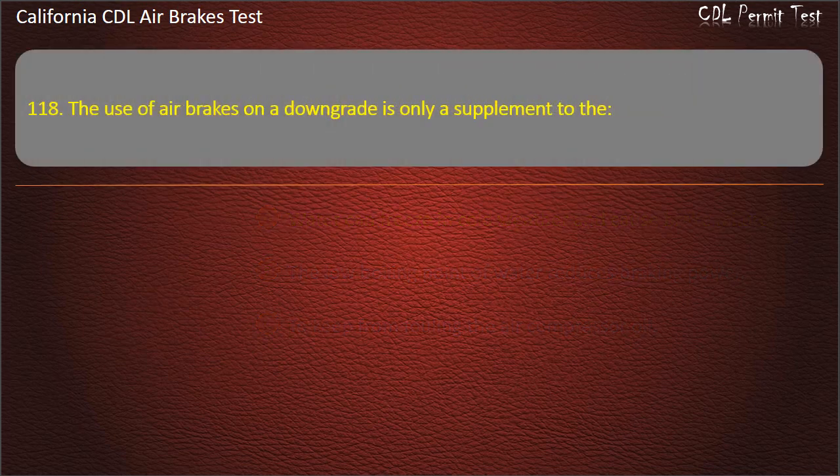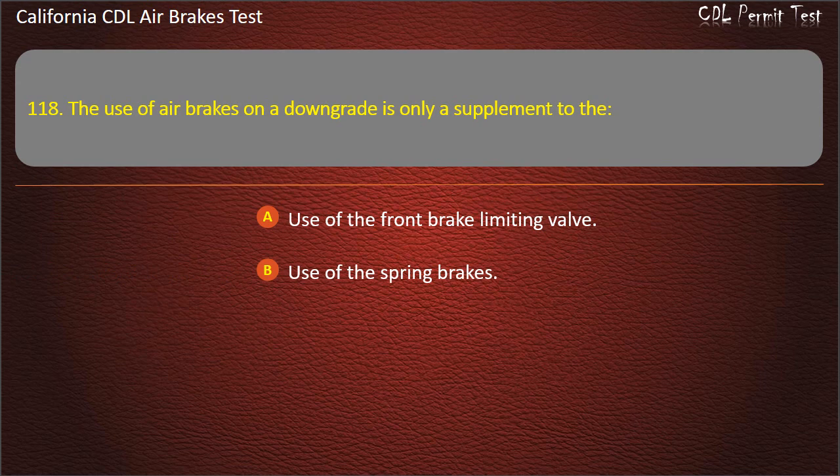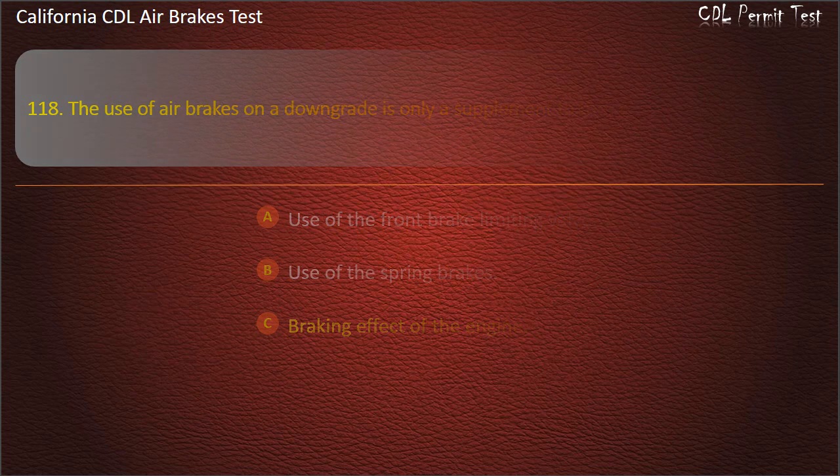Question 118. The use of air brakes on a downgrade is only a supplement to the use of the front brake limiting valve. Use of the spring brakes. Braking effect of the engine. Answer. Braking effect of the engine.